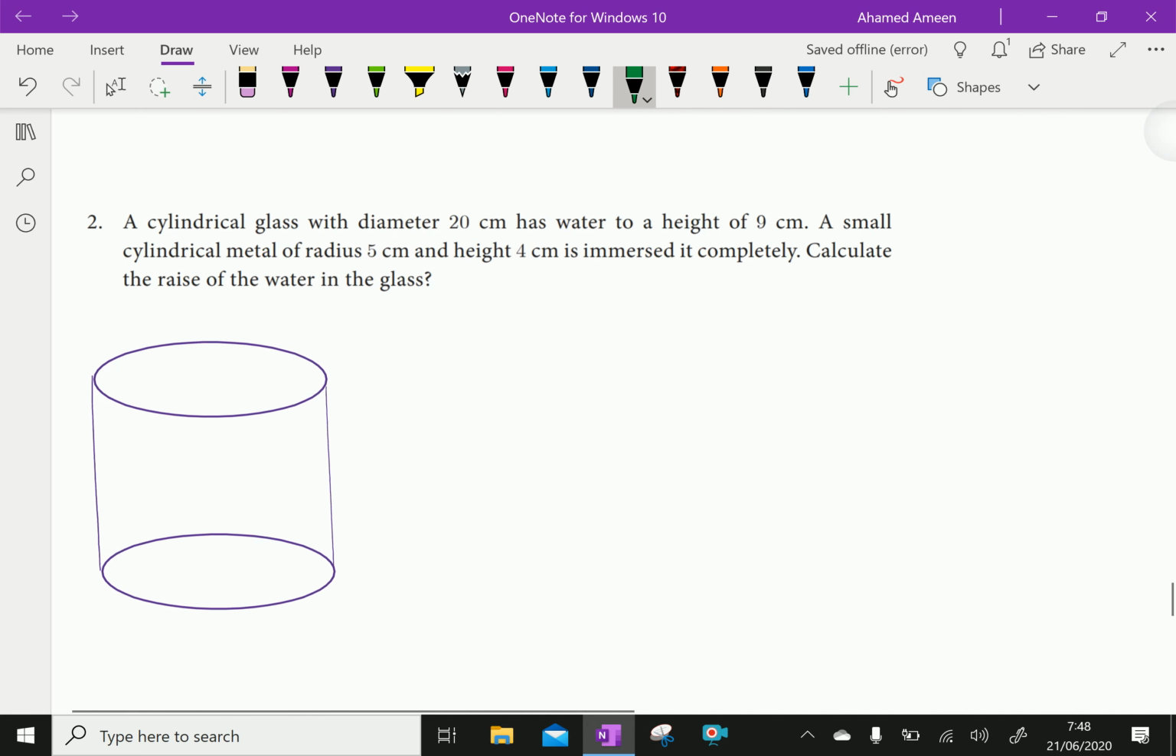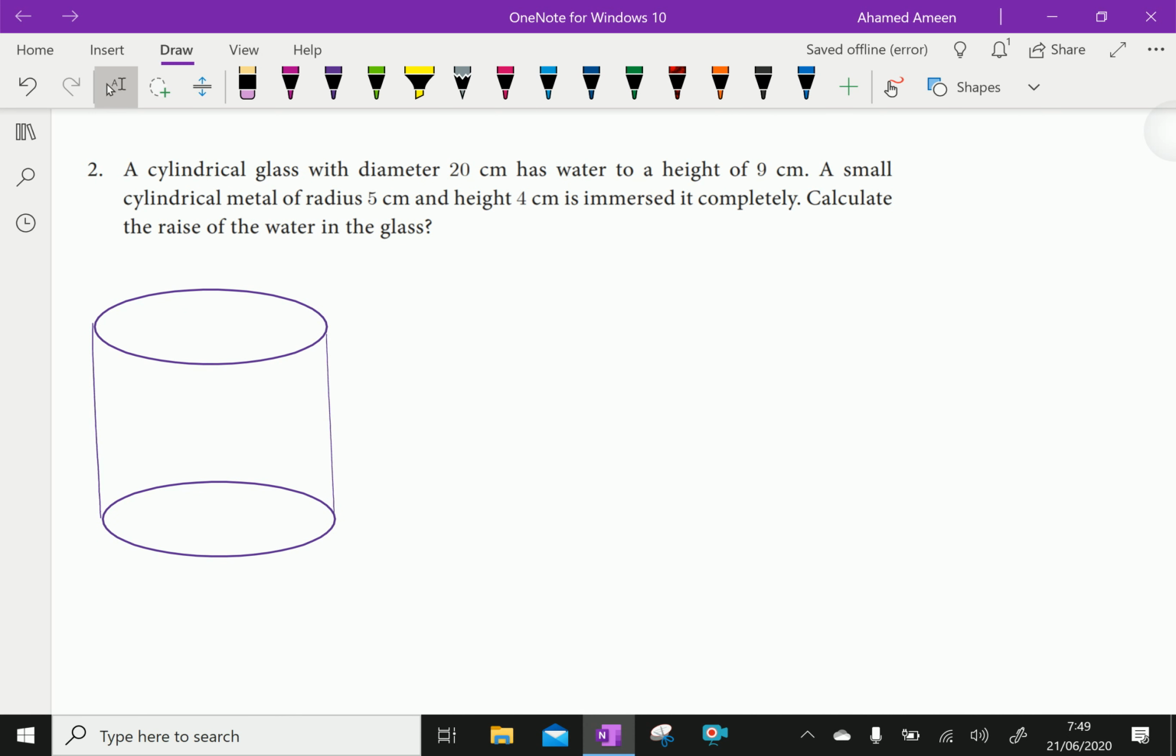Next question number 2. A cylinder glass with diameter 20 centimeter has water to a height of 9 centimeter. A small cylindrical metal of radius 5 centimeter and height 4 centimeter is immersed completely. Calculate the rise of the water in the glass.